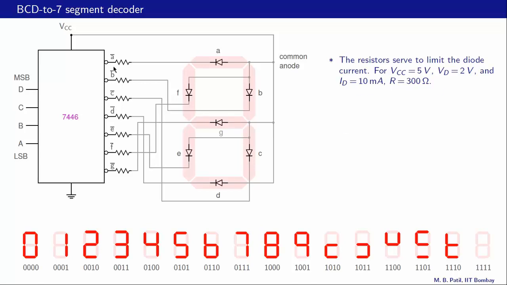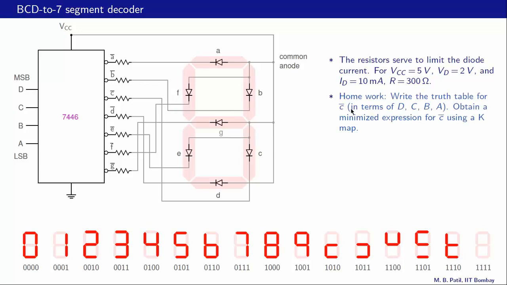And that brings us to this homework. Write the truth table for C bar, that is this output here, in terms of D, C, B, A, and then obtain a minimized expression for C bar using a K-map.